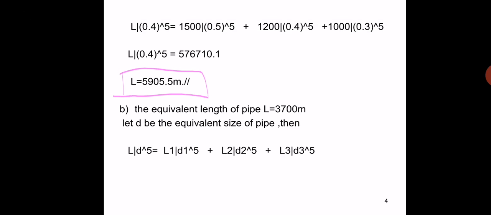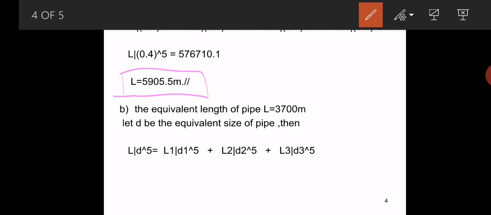Next, he has given that the equivalent length of the pipe becomes L equal to L1 plus L2 plus L3. L1 is 1500, L2 is 1200, L3 is 1000. So the sum of the compound pipe lengths becomes L equal to 3700 meters.